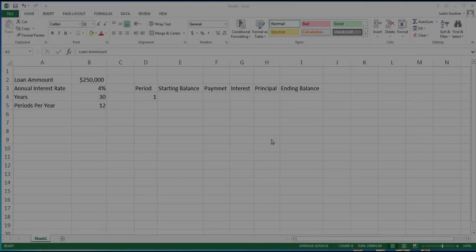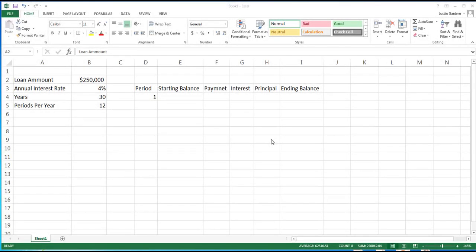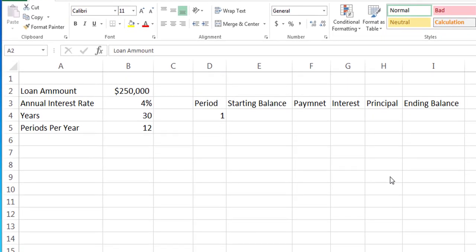Off camera, I went ahead and set this up. So what you're going to want to do now is just hit pause and enter the information that I have so far. And after you have that entered, you can pick up with the explanation.